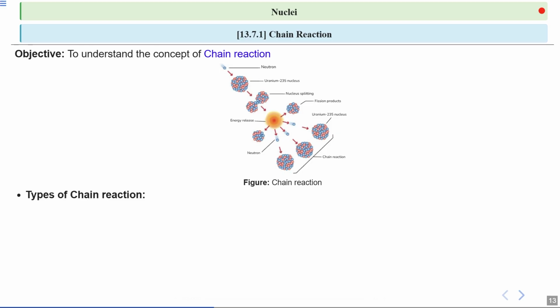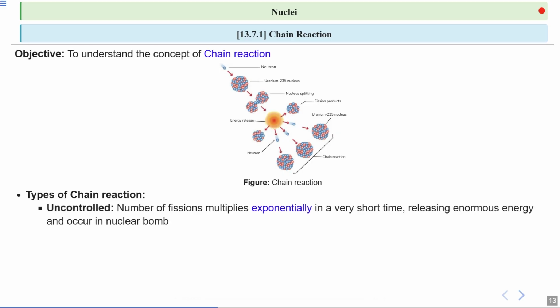So, types of chain reactions. First, let's talk about uncontrolled chain reactions. In this case, the number of fissions increases exponentially in a very short time, releasing a huge amount of energy all at once. This is what happens in a nuclear bomb, where the reaction is not managed and leads to a massive explosion.